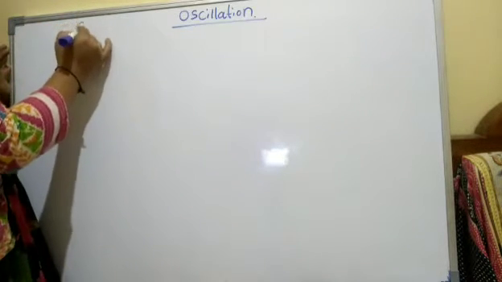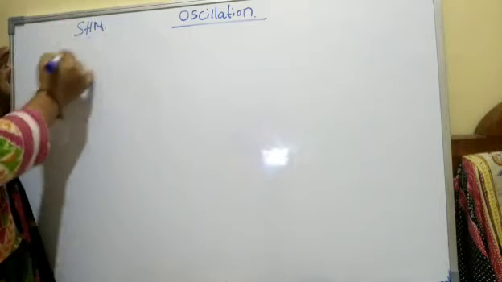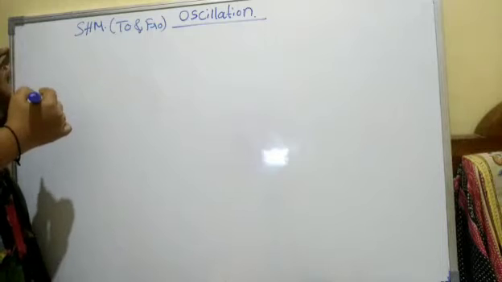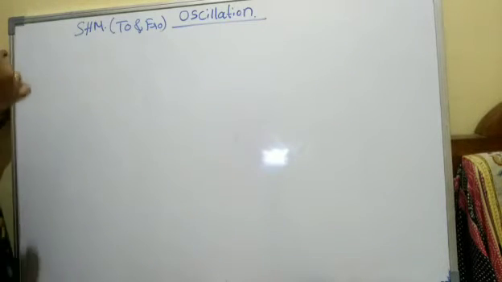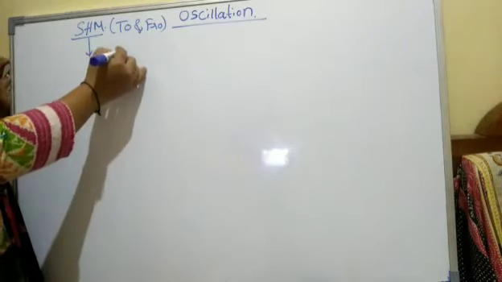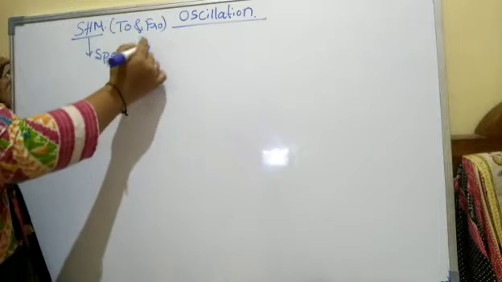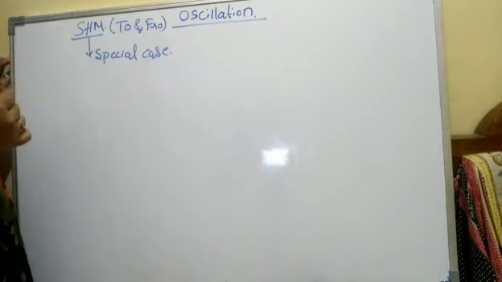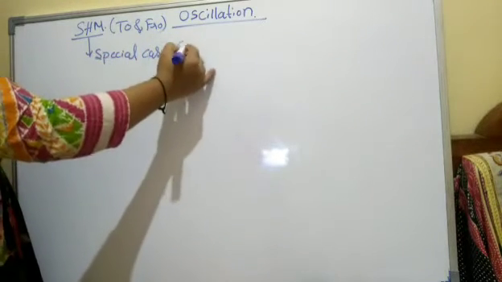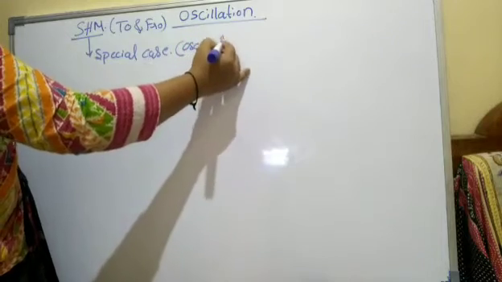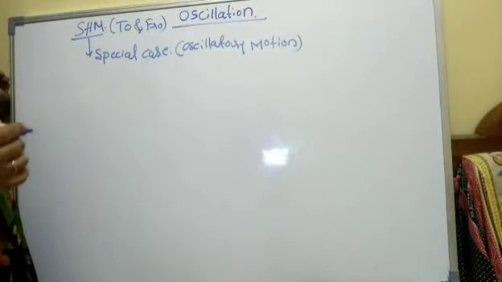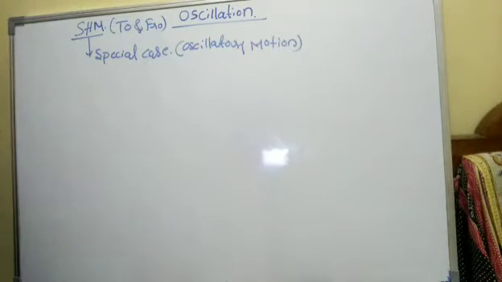So the simple harmonic motion, once again I will write it here, is of to and fro motion. Already we know what simple harmonic motion is: a special case, or else we can say a specialized form of oscillatory motion. Those things you have to understand in a clear manner here.